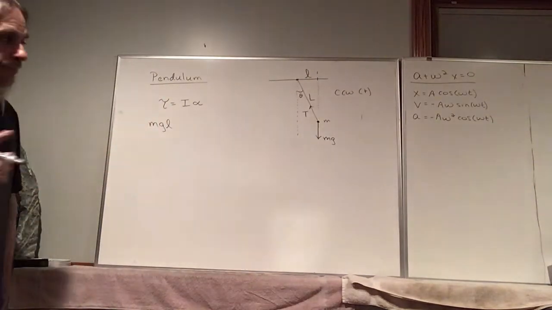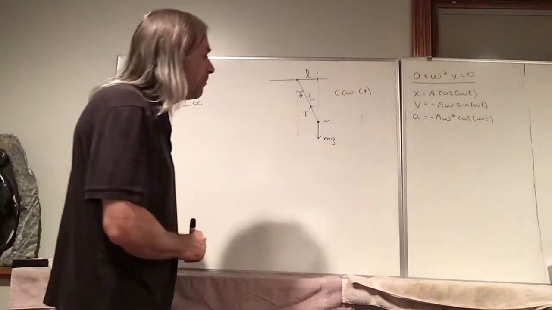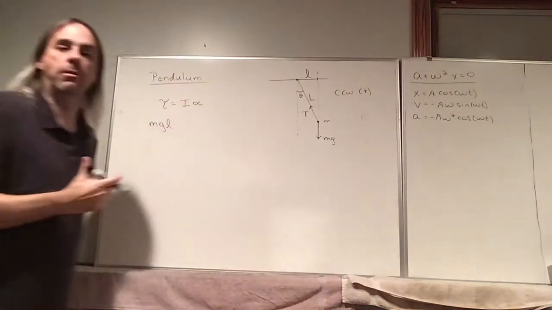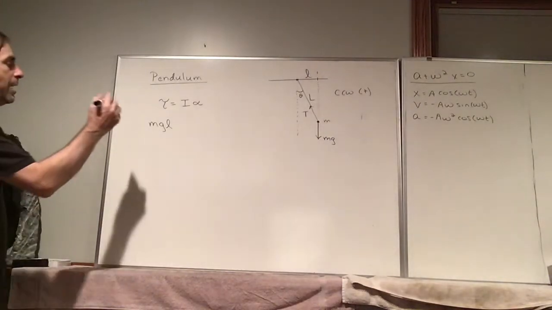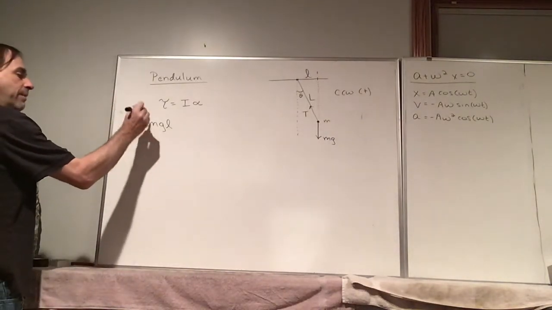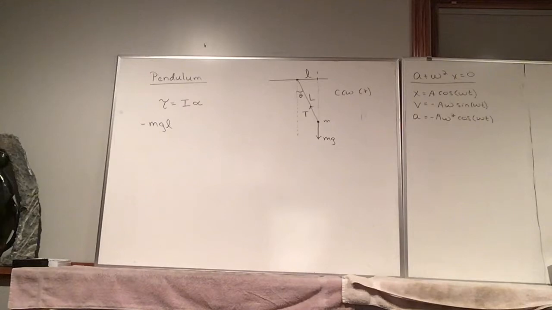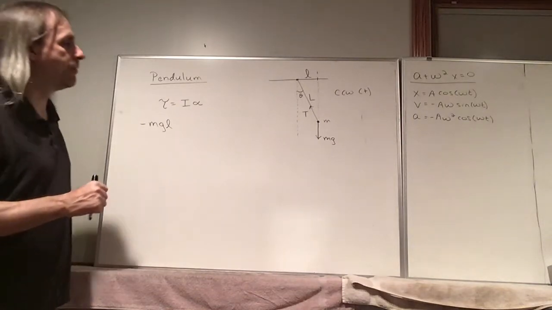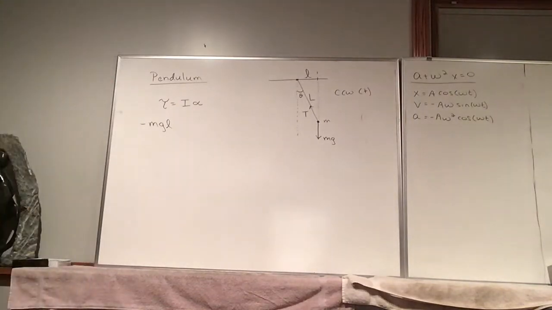in magnitude. Now, in direction, gravity is going to cause a clockwise torque right when we release it. And so the torque is actually negative. We have a decreasing angle. So we have a negative torque here. This torque is causing the angle to decrease. So that is a negative torque.